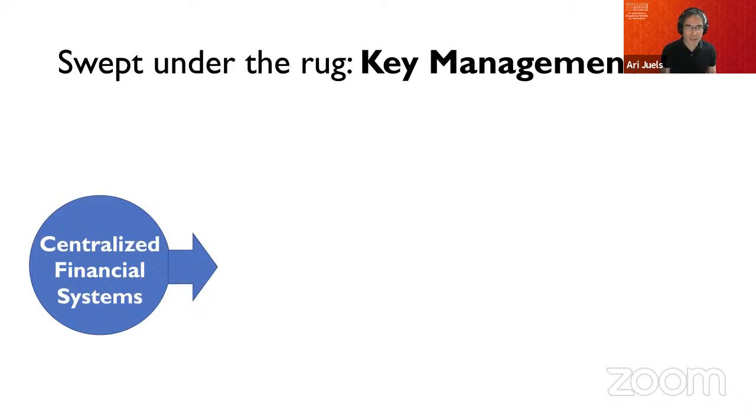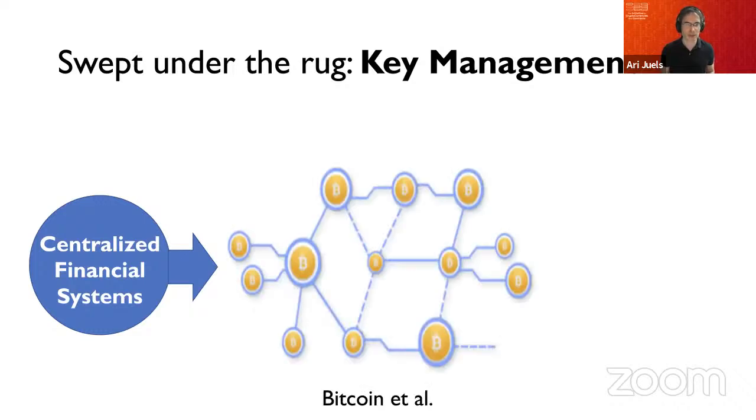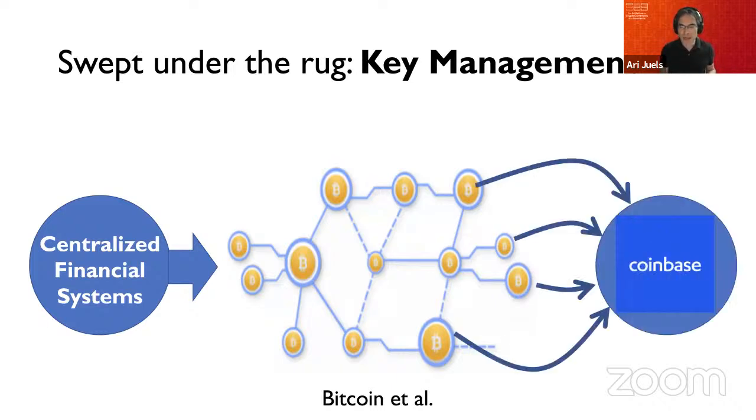In fact, the key management problem is so challenging that what we see is centralized financial systems becoming decentralized in many cases through Bitcoin and other systems, which is very nice. But then users, because they don't know how to manage their private keys, or I should say, because it's so challenging, make use of services like Coinbase. In other words, re-centralizing what was supposed to be a decentralized system and undermining the very value proposition of a system like Bitcoin.